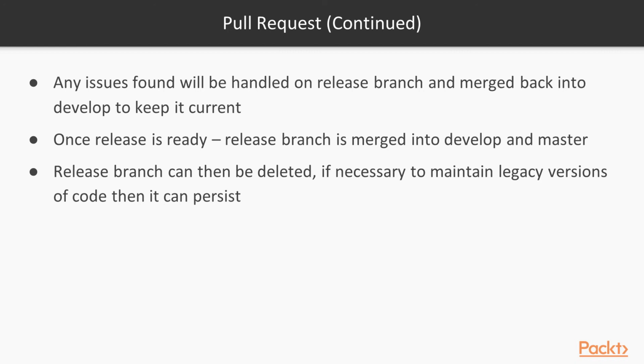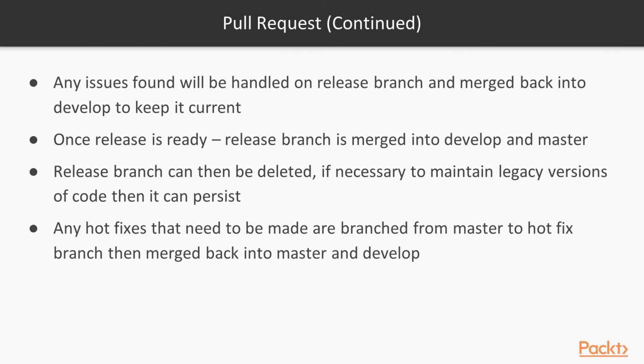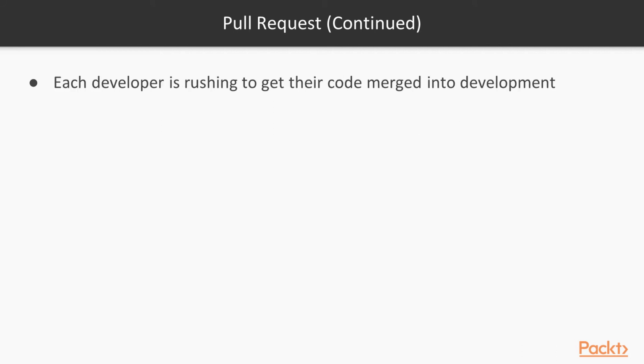The master branch tracks released code this way. So any hotfixes that need to be made are branched from master to a hotfix branch, then merged back into master and into develop. As I said earlier, this works well with agile development, but it isn't ideal for DevOps.